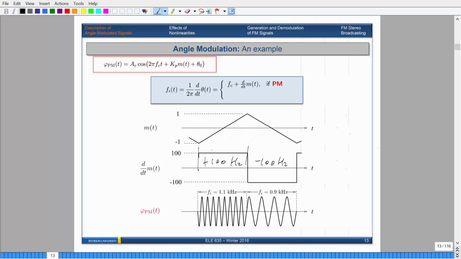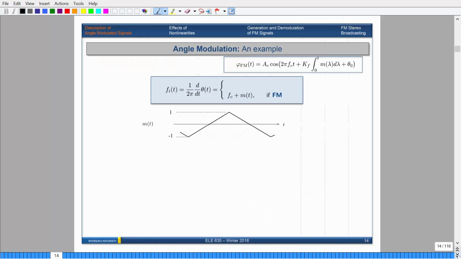So it gets faster before, and then once you transition down to minus 100, it gets slower. And then you'll see that this repeats. It fluctuates between 1.1 and 0.9, and 1.1 and 0.9. It keeps going back and forth, depending on the slope of the triangular wave. Okay, so that's how you'd sketch a phase modulated signal. So that's what it would look like, okay?